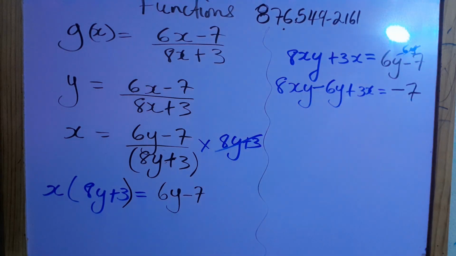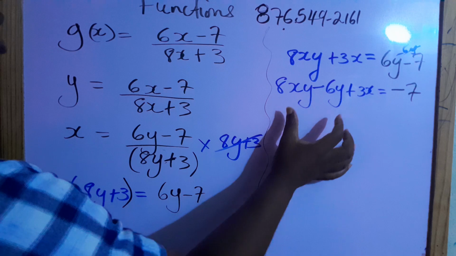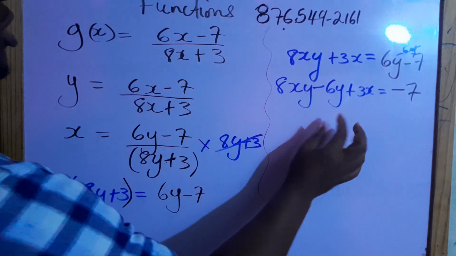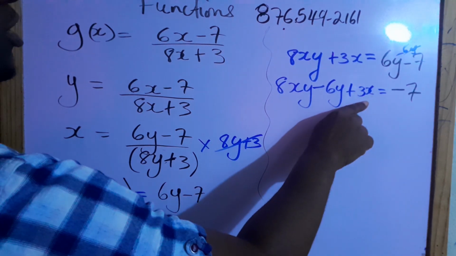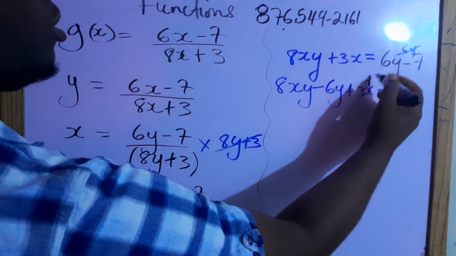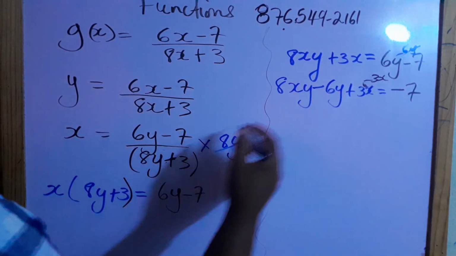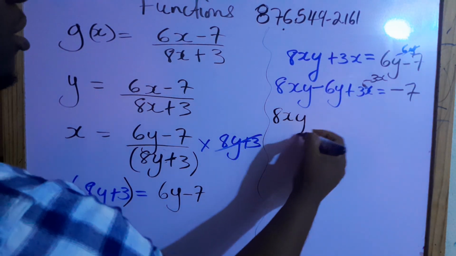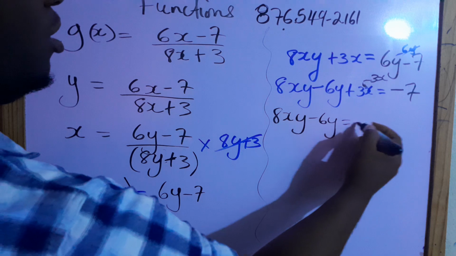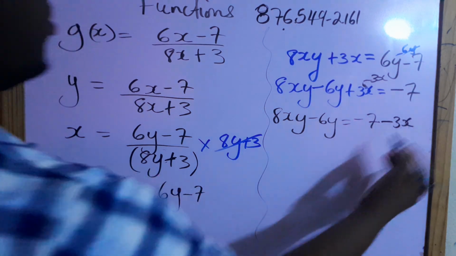Alright. So the next thing we want to do is to get rid of this plus 3x from this side, because I want to have y on this side only. So we're going to get rid of this positive 3x by doing the opposite, subtracting 3x from this side. So we are left with this now. 8xy minus 6y is equal to negative 7 minus 3x.